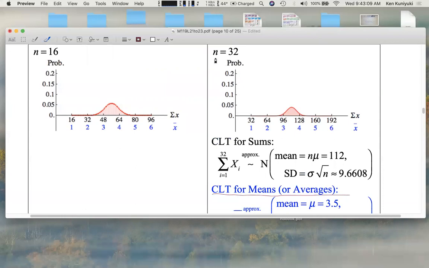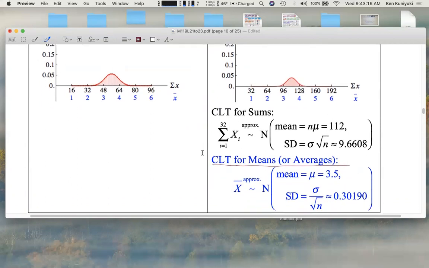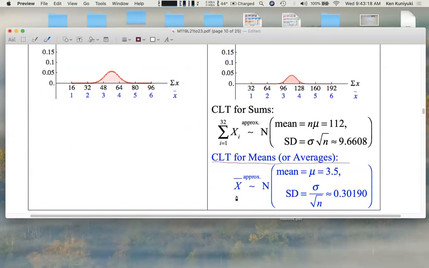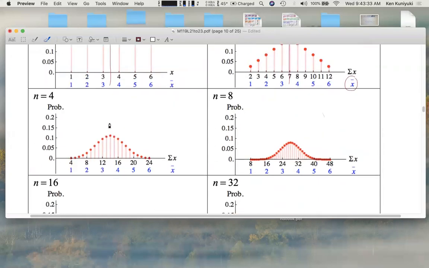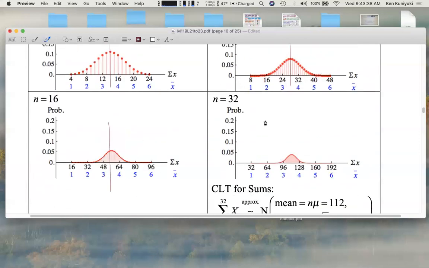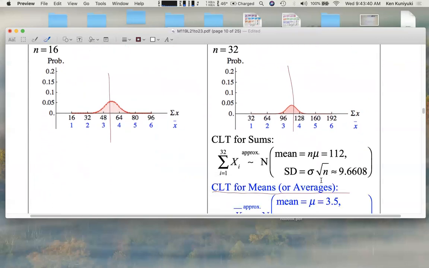In the case of n equals 32 dice, what happens if you, or if a machine, let's say, rolls 32 dice with Crayola colors? Then the distribution of sample means will be approximately normal. Hey, this looks pretty bell-shaped. Approximately normal, where the mean is Big Daddy mu, 3.5, the same as for the original distribution over here. You're centered around 3.5 for all of these cases. The mean is 3.5 for all of these cases.